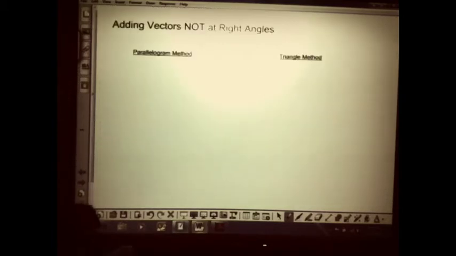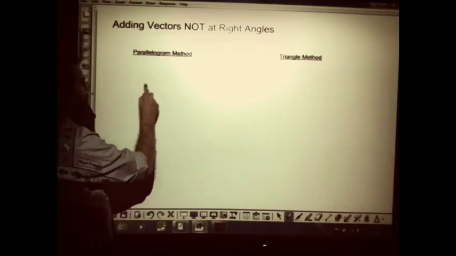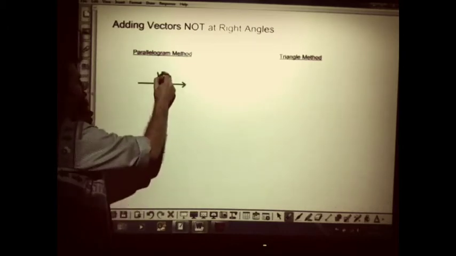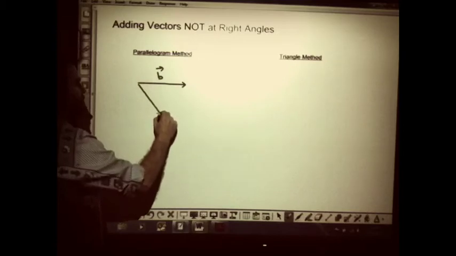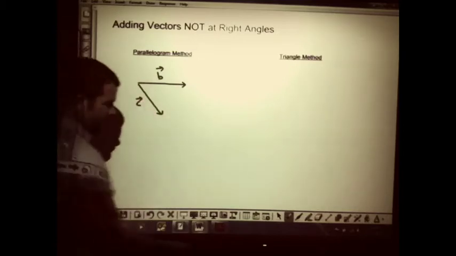Okay. What happens if they're not at right angles? So let's say we have some goofy vector that's this way, vector B, and then we have vector C coming down in here. Let's just geometrically look at the solution to this thing.